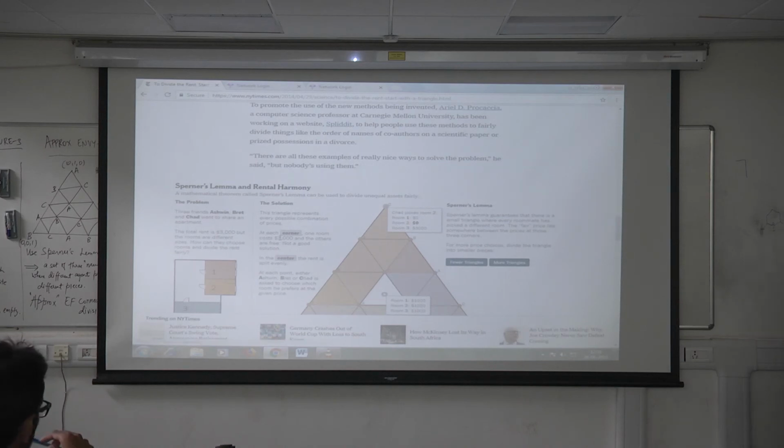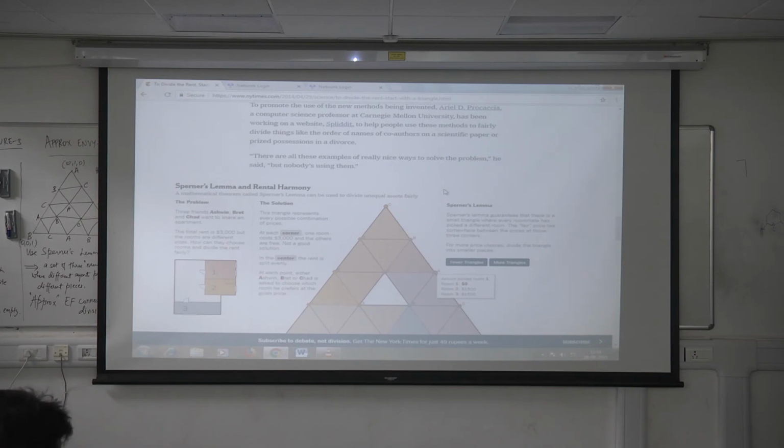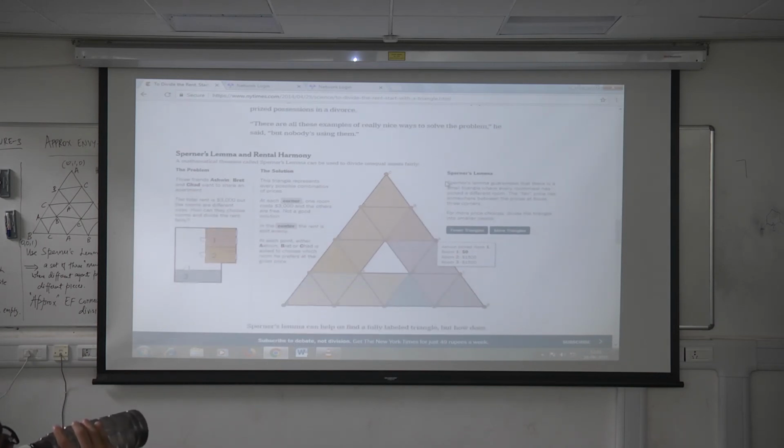Okay, so I'll just take a couple more minutes. There's this article in the New York Times on rent division, and they have some really nice graphics, and they also have a rent division calculator. So you should go back and check it out. But this is the object that I was talking about.